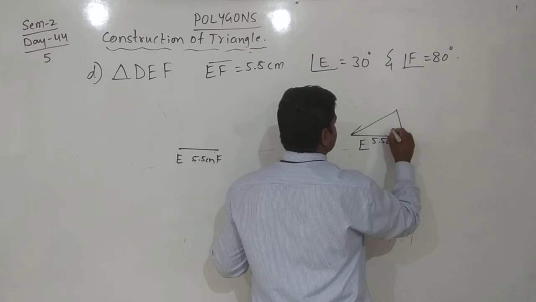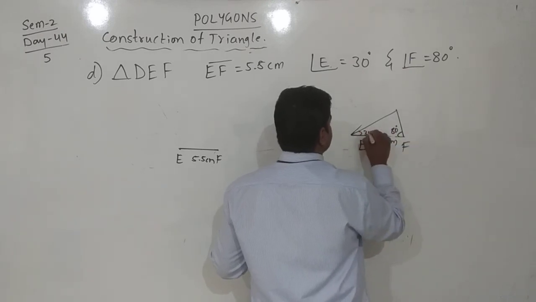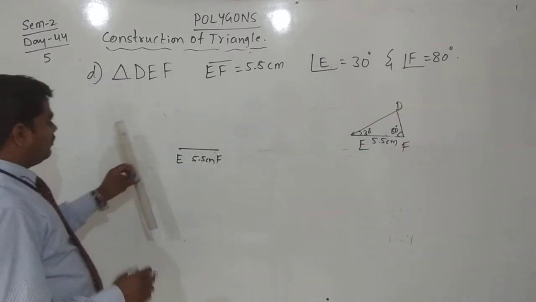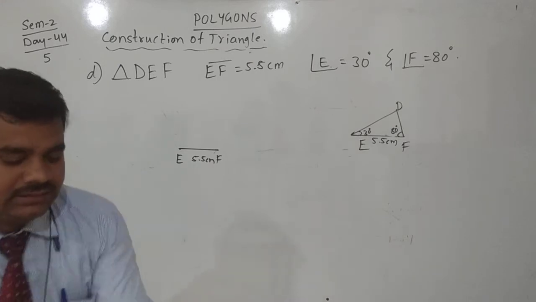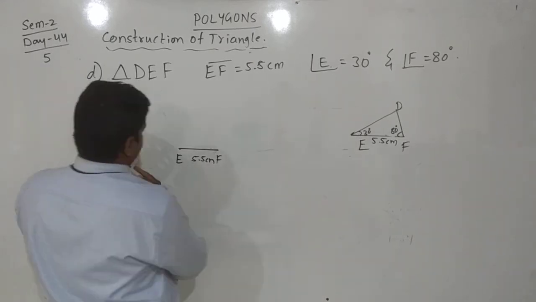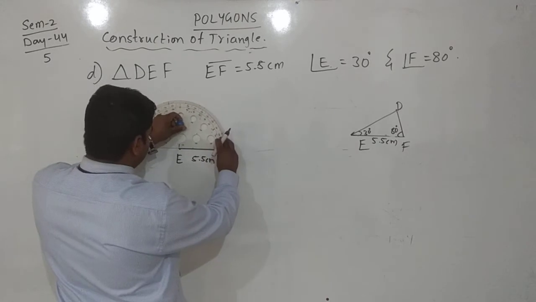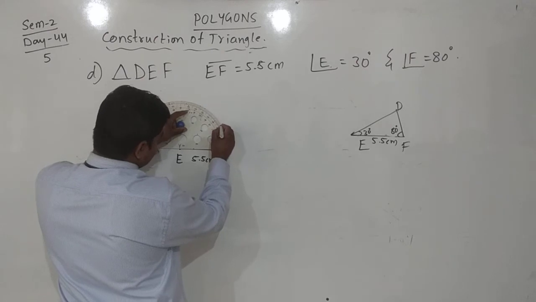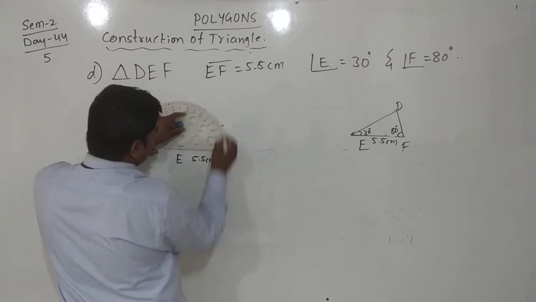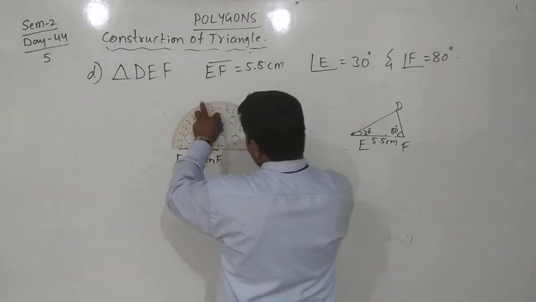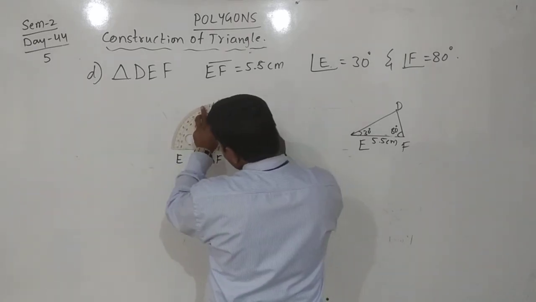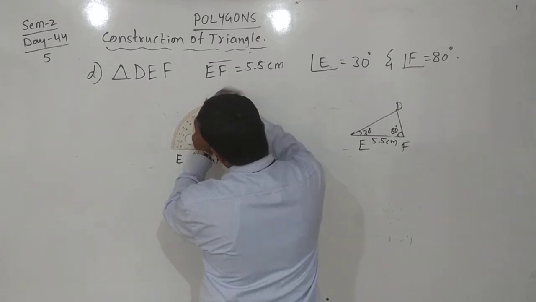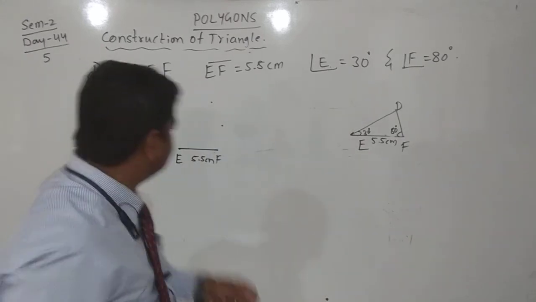Like this, it is 80 degree up and 30 degree at D. Now by using protractor, we can mark angle E equals 30 degree. Angle E is 30 degree means here 10, 20, 30. Next, place on F, then angle F is equal to 80 degree. 80 is here. Now draw the lines.